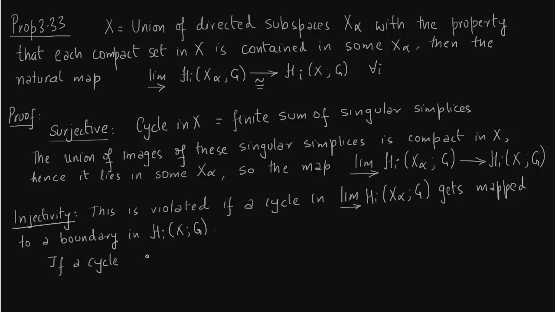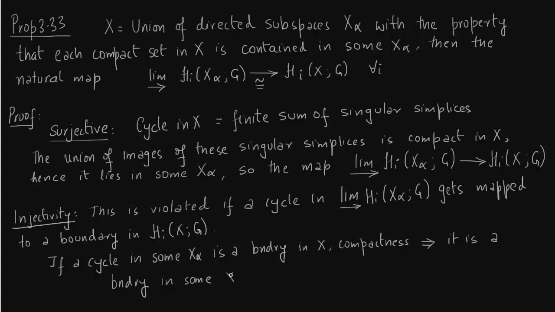And that is precisely what I am going to write. Now all this you can find on page 244 of Hatcher. So yeah, I will repeat again. If a cycle in some X alpha is a boundary in X, the compactness would then imply it is a boundary in some other X beta which contains X alpha. Thus it represents a 0 in the direct limit, and that proves the injectivity.